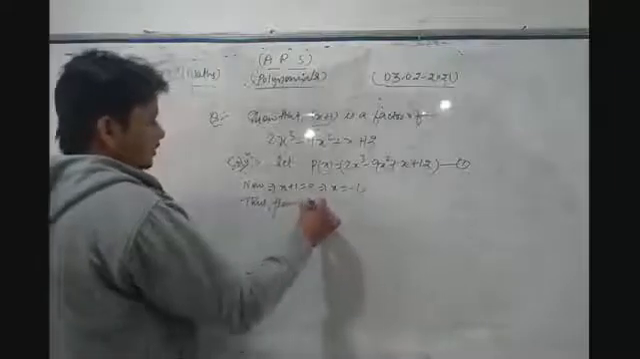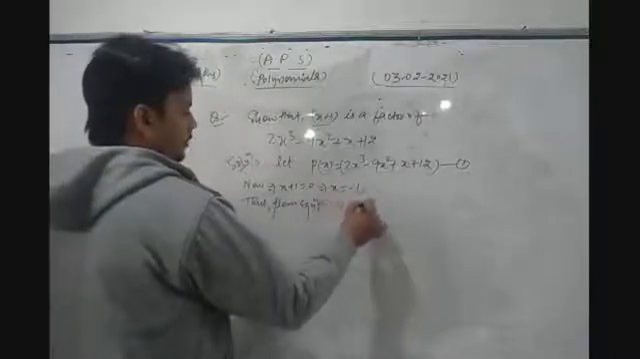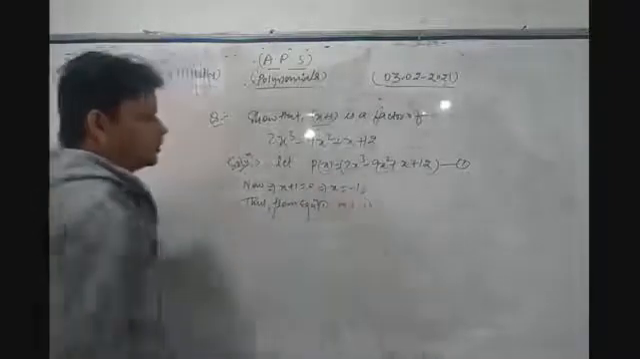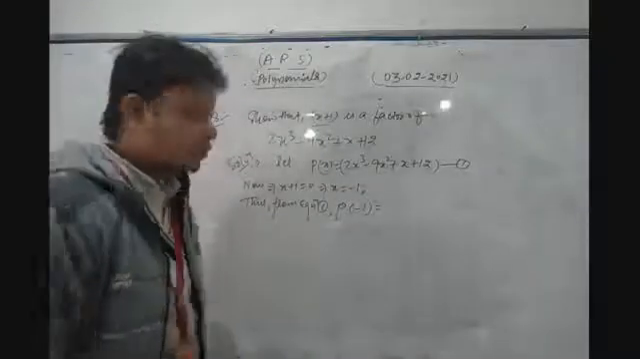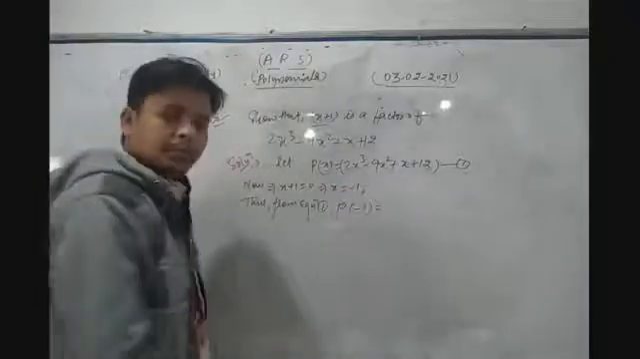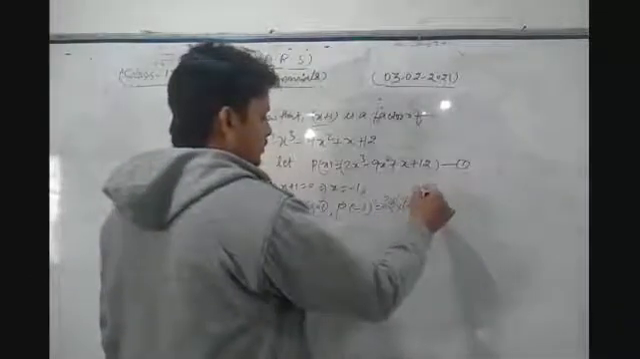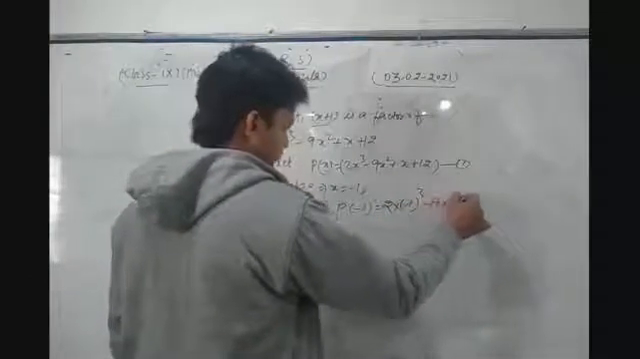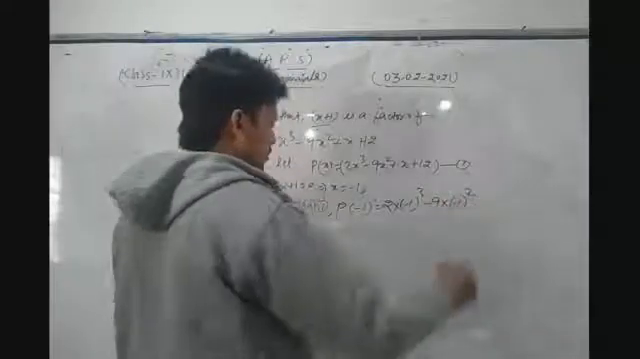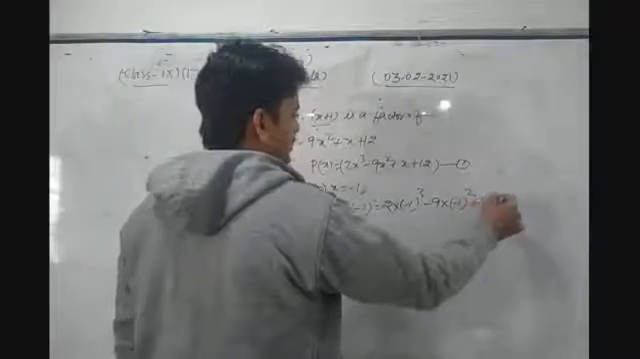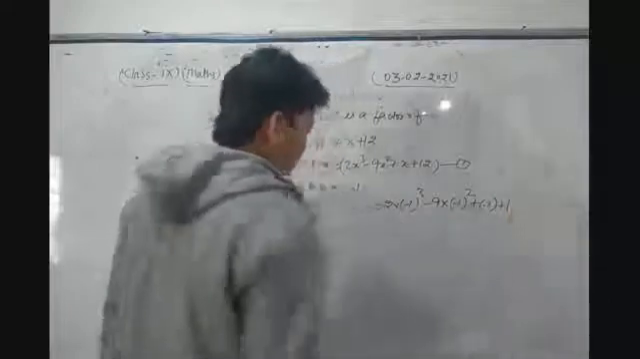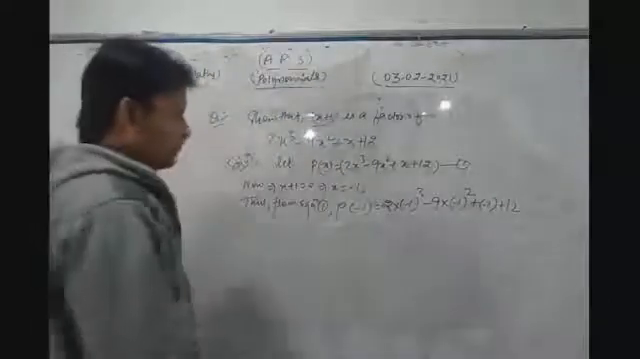Thus from equation 1, p of minus 1 is equal to what? We just replace x by minus 1. So we get 2 into minus 1 whole cube minus 9 into minus 1 whole square plus minus 1 plus 12. Now we simplify them.